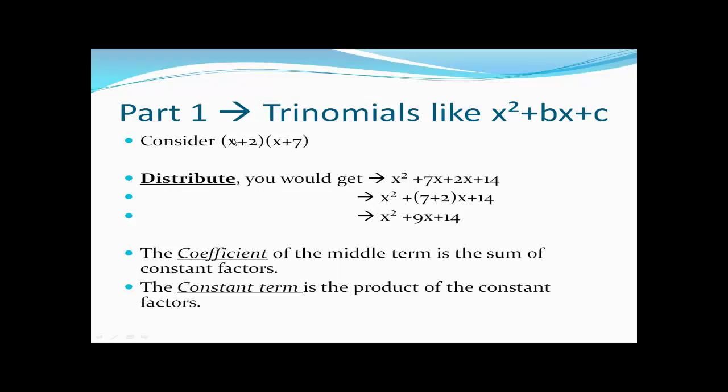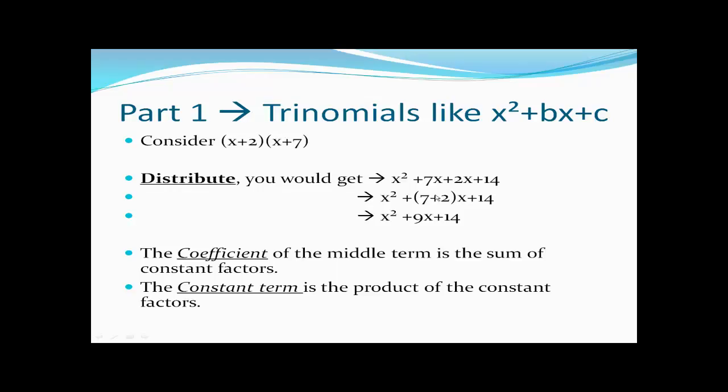First of all, if I took x plus 2 times x plus 7 and I went ahead and FOILed that, I'd have x times x, which gives you x squared, and then x times 7 gives you 7x, and 2 times x gives you 2x, and 2 times 7 gives you 14. Then if I look at the like terms, 7x and 2x together give me 9x. So total I'd have x squared plus 9x plus 14.